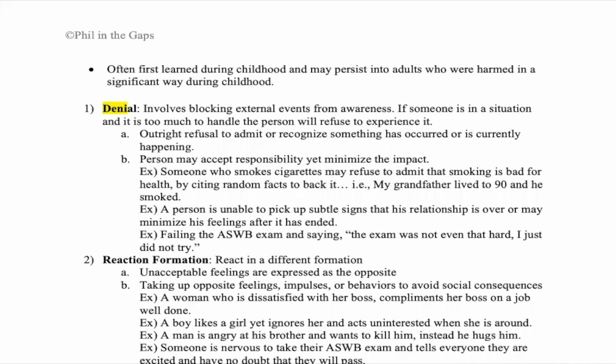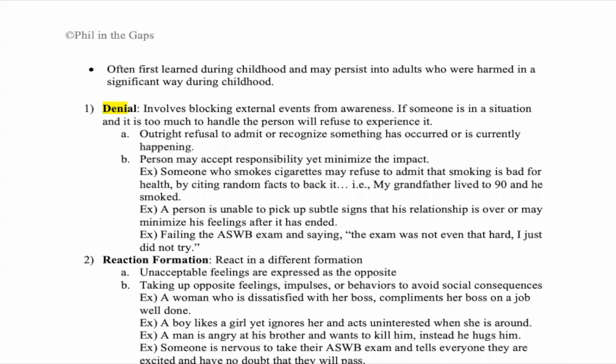So, a couple of examples to articulate this a little bit further. Someone who smokes cigarettes may refuse to admit that smoking is bad for their health by citing random facts to back it up. Somebody's like, man, smoking's going to kill you. You're really smoking those cancer sticks. My grandfather lived to 90 and he smoked. So what's the big deal? Smoking is not a big problem. Everybody smokes.